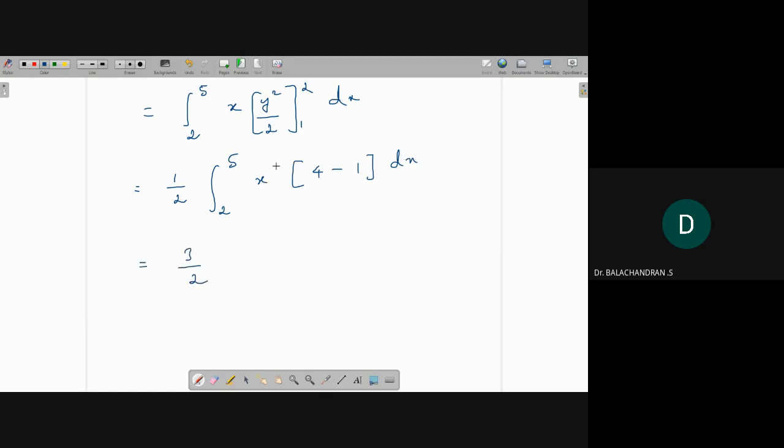2 x dx. If you integrate this you will get x square by 2, limit is from 2 to 5. So 3 by 4, 2 into 2 is 4, x square is 25 minus 4, so 21 into 3, again 63 by 4. I think we got that. Same answer. Okay.